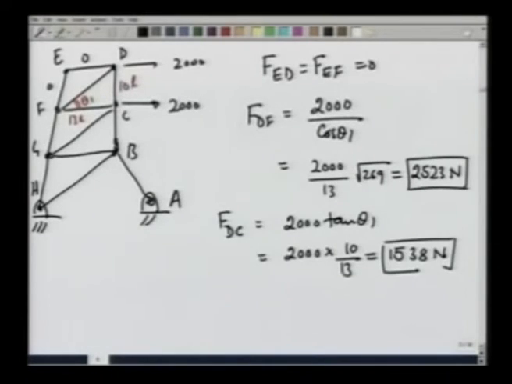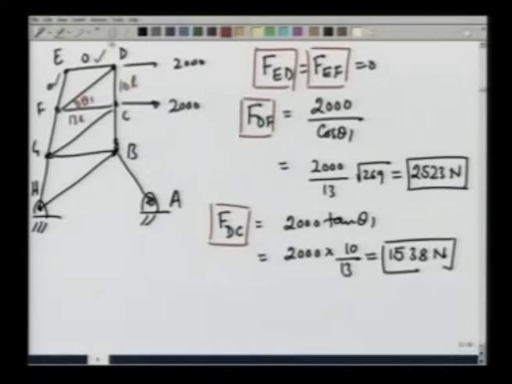So, we have found the 4 forces, let me box them: F_ED, F_EF, F_DF, F_DC. We found this, we found this, we have found this, we have found this. Now, we can move on to point F, because on point F, now I know 2 forces, F_FD and F_EF, and 2 unknown forces are going to be F_FC and F_FG. So, with 2 equations I can find these forces also. Let us do that next.